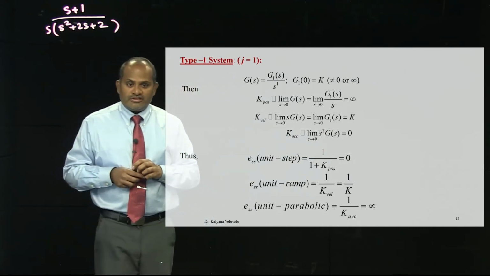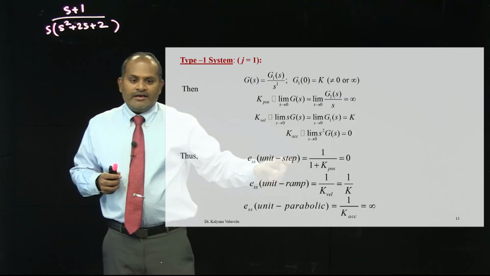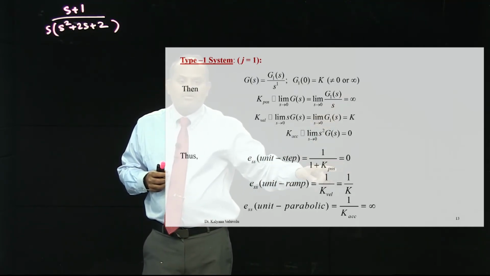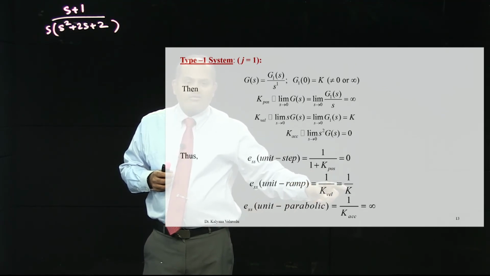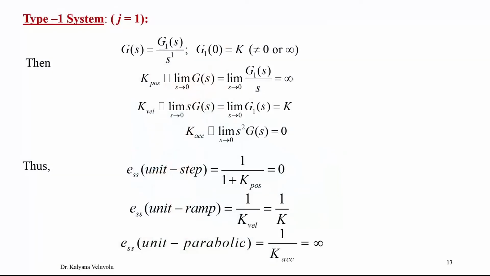Now, this is interesting. If you analyze the unit step, I get 1 by 1 plus K position, which is 1 by infinity, so 0. For the unit ramp, 1 by K velocity, you get a constant. For the unit parabolic, you get 1 by K acceleration, which is infinity.